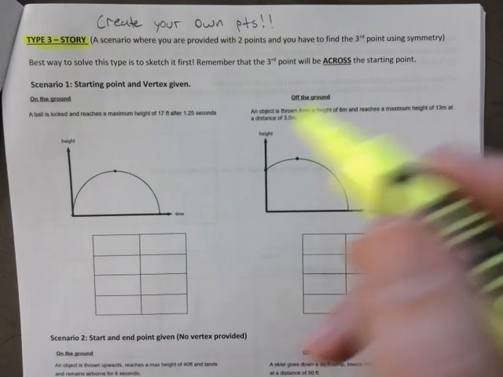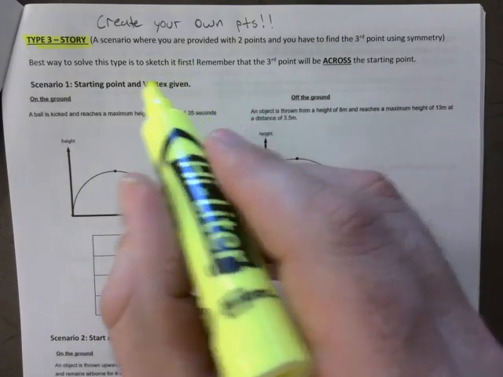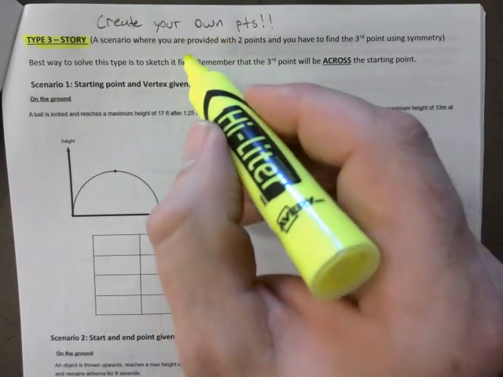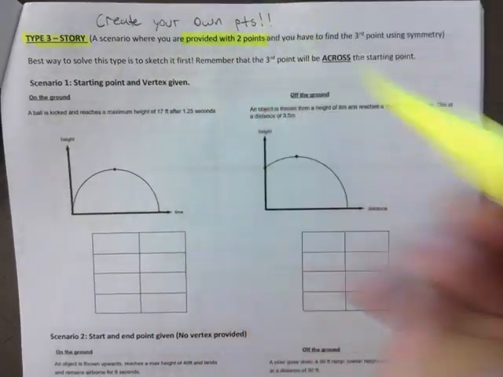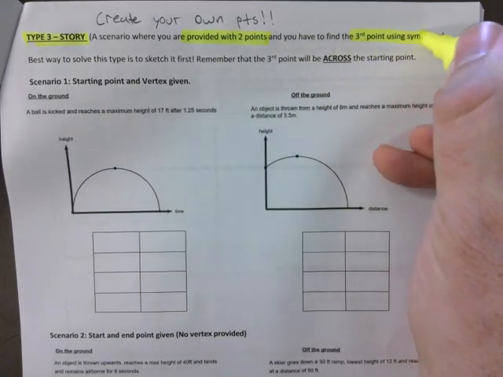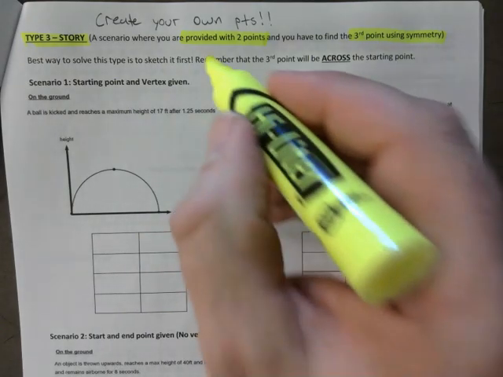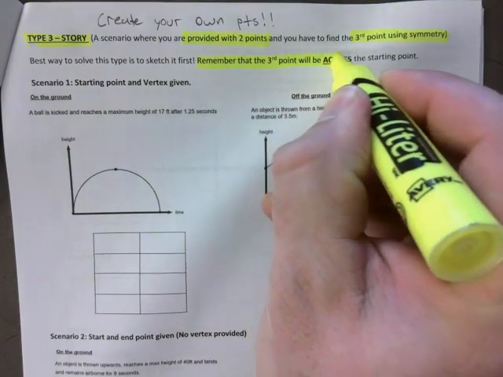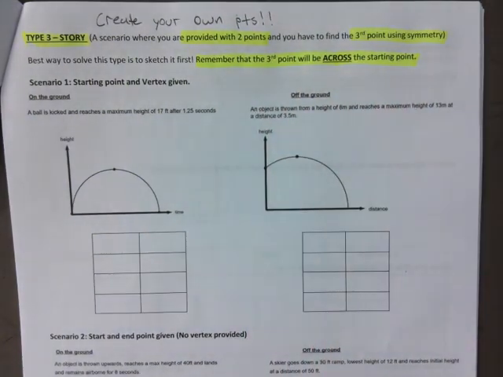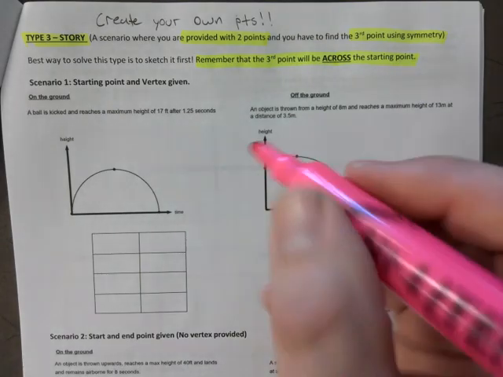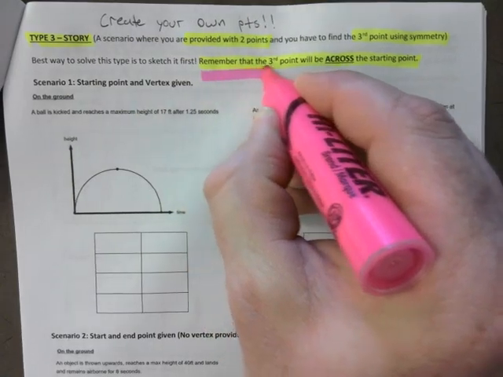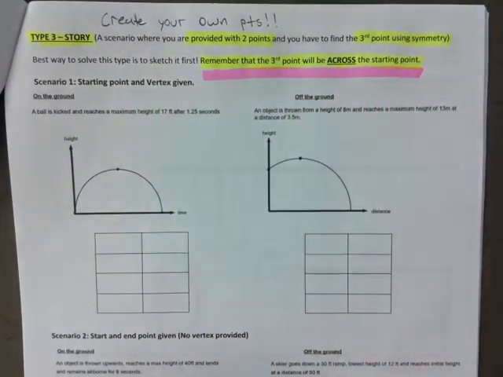So this is what we're going to go with here. You are usually provided with 2 points, but you need to find the third point using the symmetry of the curve. The main idea is to remember that the third point is across from the starting point. That is huge right there. I'm going to give that another underline here. Can't miss that.